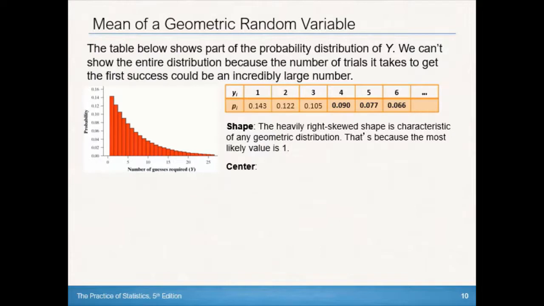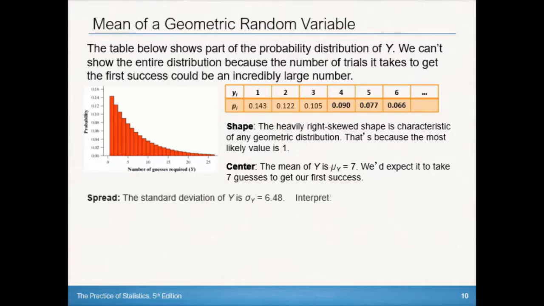All right, so where is the center of this thing? Well, as you expect, that kind of makes sense that you would take generally 7 guesses on average to guess correctly. You'd expect in the long term it to take 7 guesses because there's a 1 in 7 chance. So indeed, that's not a coincidence. It's going to be the reciprocal of our probability.